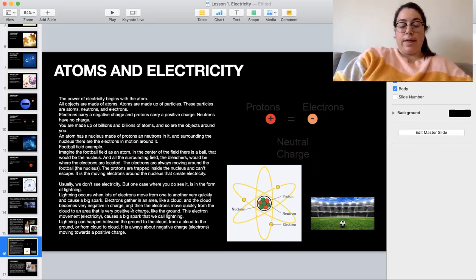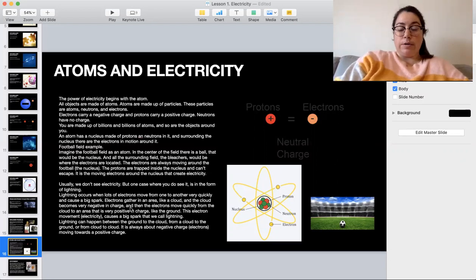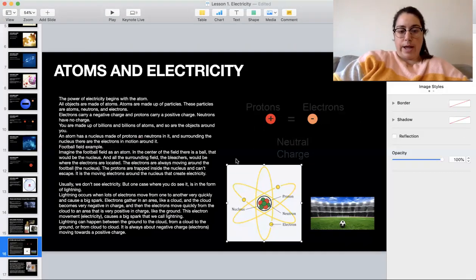The chair, the things that you are using right now, your laptop, your pencil, all of it is made of atoms, okay? And atoms are made of tiny particles, and these particles have a name. They are called protons, neutrons, and electrons. Let me show you a picture, okay?